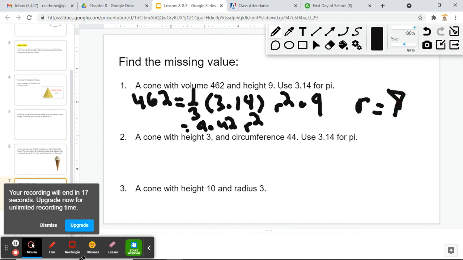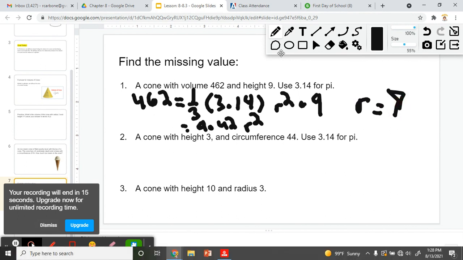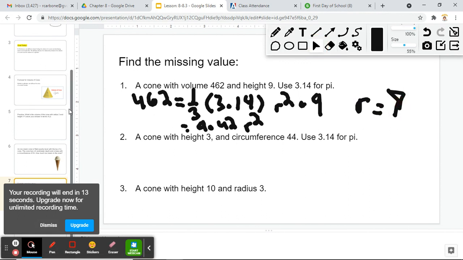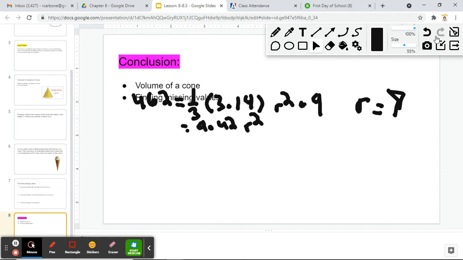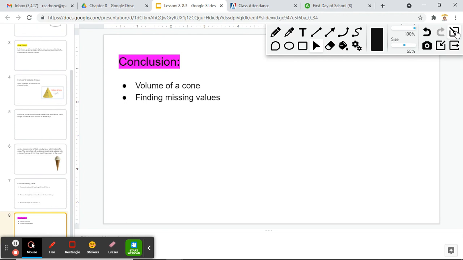Alrighty, this video is running out of time here, so I'm going to go ahead and just get to the last slide. If you want to do these last problems on your own, you can, or you can ask me in class tomorrow. So just today, we talked about the volume of the cone, and finally, we talked about finding missing values. Don't forget to get that conclusion done and also be ready with those questions tomorrow.